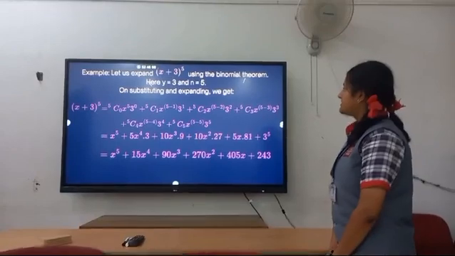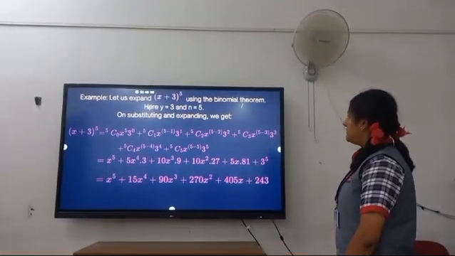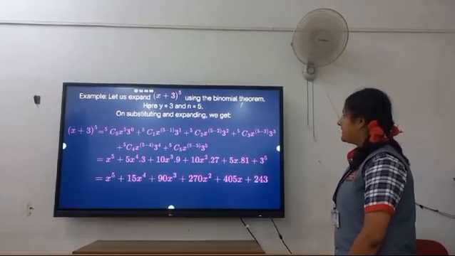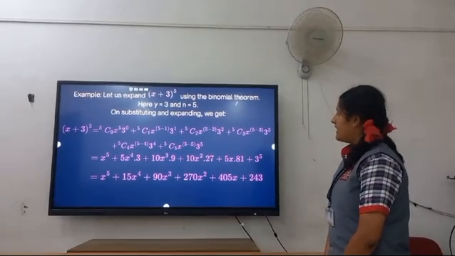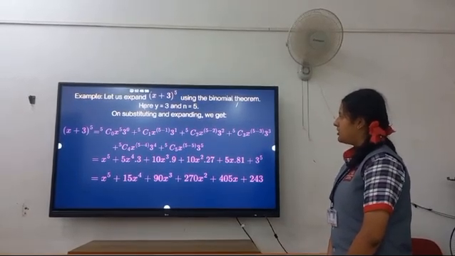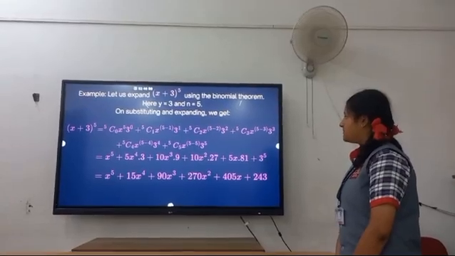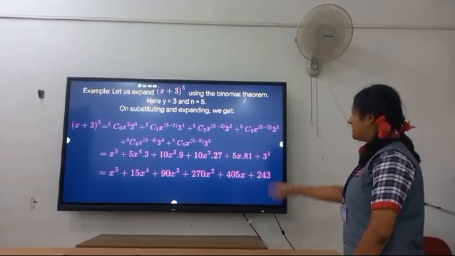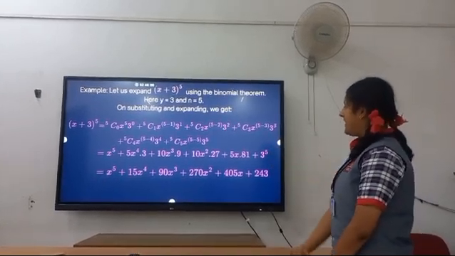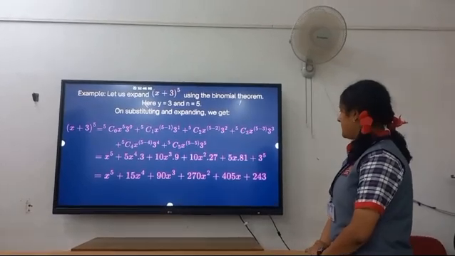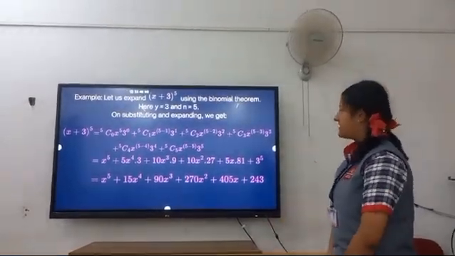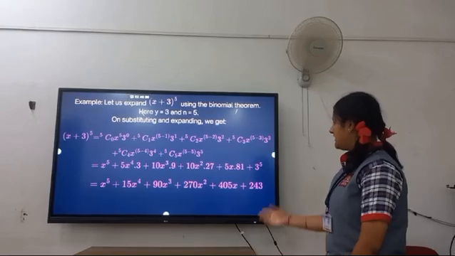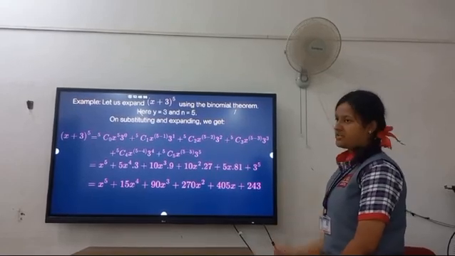Example. Let us expand (x + 3)^5 using the binomial theorem. Here, y equals 3 and n equals 5. On substituting and expanding, we get (x + 3)^5 = 5C0 x^5 3^0 + 5C1 x^(5-1) 3^1 + 5C2 x^(5-2) 3^2 + ... + 5C5 x^(5-5) 3^5. And by continuing the steps, we get x^5 + 15x^4 + 90x^3 + 270x^2 + 405x + 243.